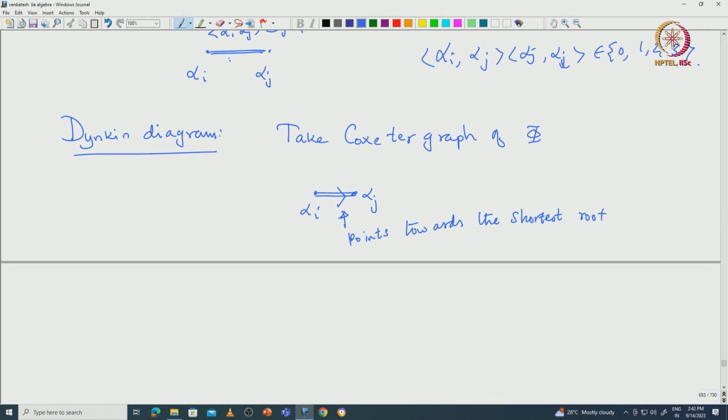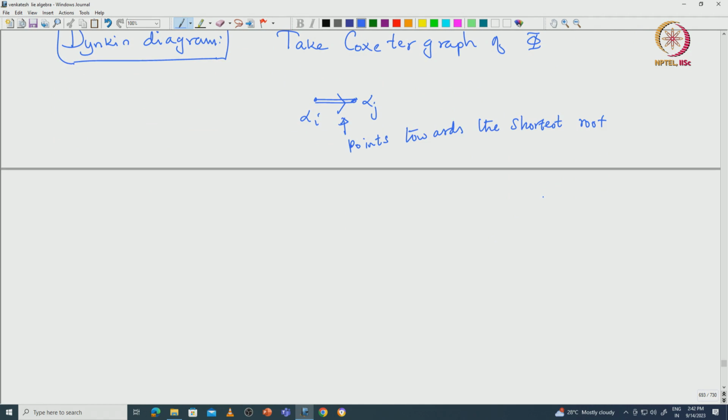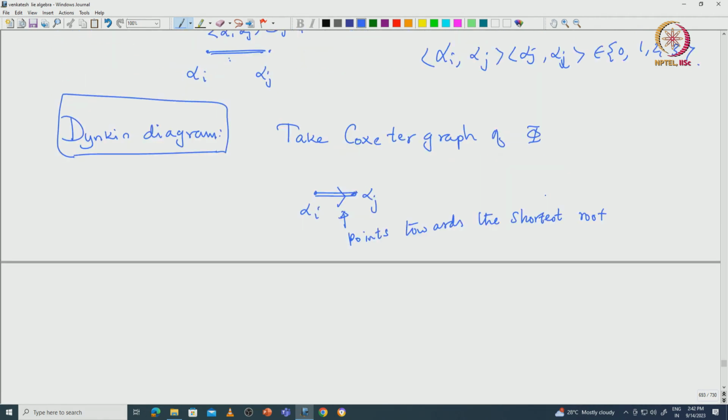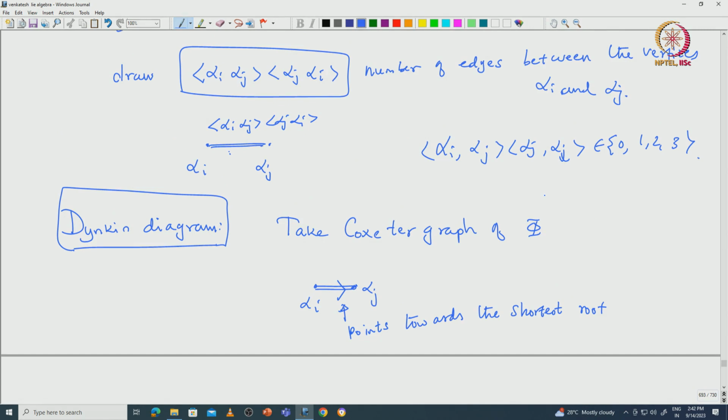So, this way you get what is called a directed graph. That is what you call the Dynkin diagram. We already saw how to recover the root system from the Dynkin diagram. In particular, we can recover the Cartan matrix from the Dynkin diagram, and using the Cartan matrix we can recover the entire root system, that is what we have seen in the last class.